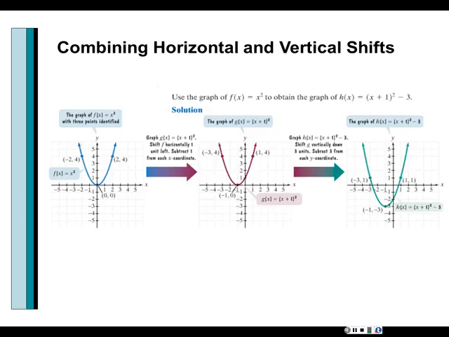Since instead of x square there is x plus 1 square, it should be moving somewhere here, and then moving 3 units down because there is a vertical shift.